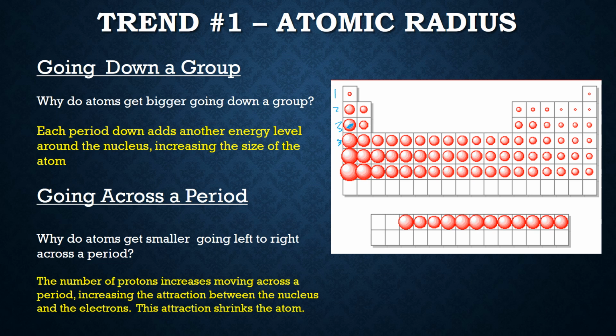So, repeat the trend. As you go down the table, the atomic radius increases. As you go from left to right, the atomic radius decreases. And all of this, top to bottom, is due to the number of layers that you have. Left to right is due to the number of protons pulling on the electrons.